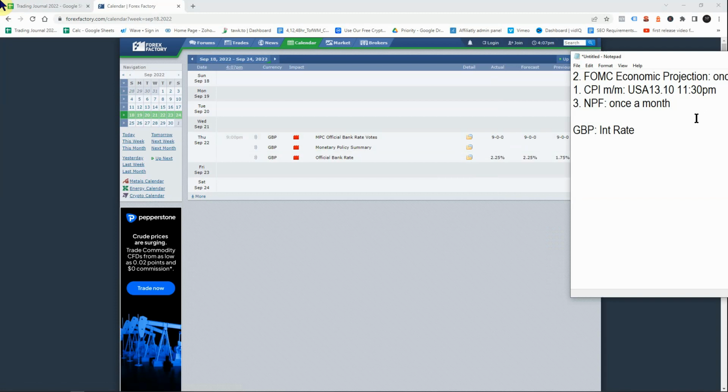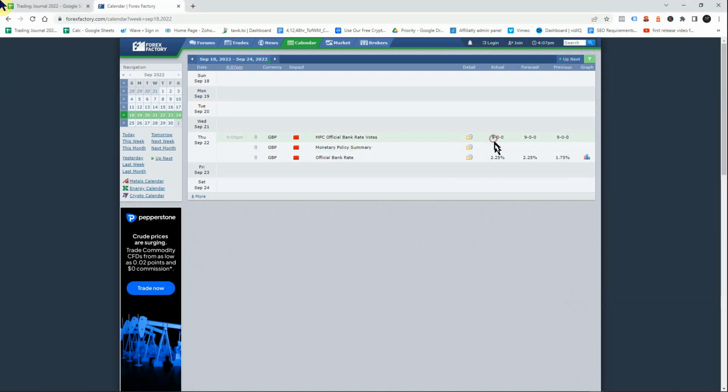Like the United States, they have 14 members in their Federal Open Market Committee, FOMC. Similarly, GBP, which is a copycat of the United States, they have 9 members in their committee. So all of them are voting for an increase in interest rate.